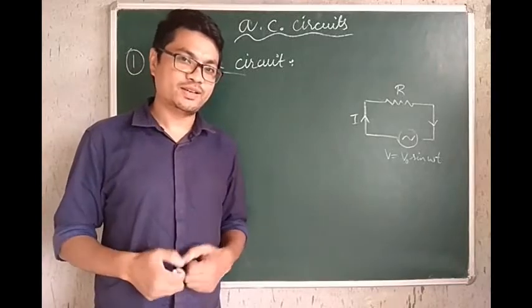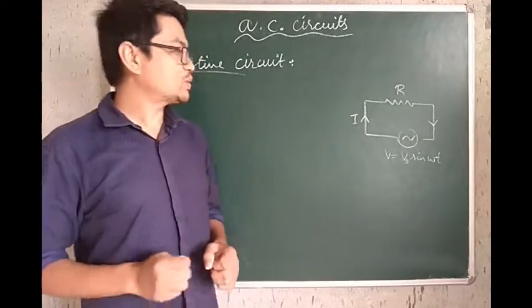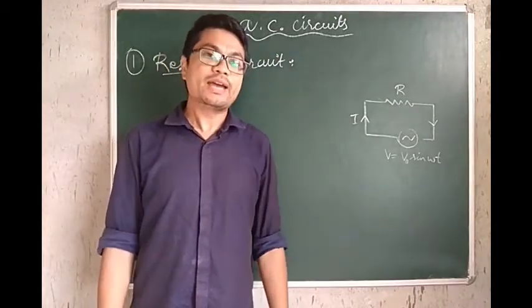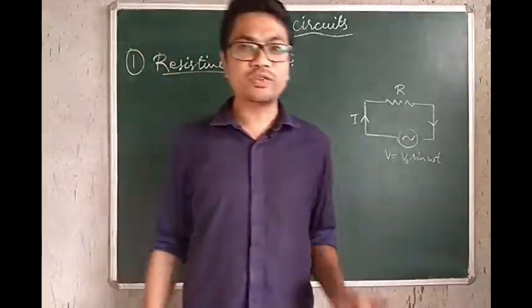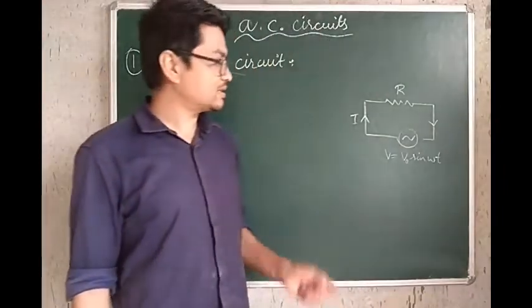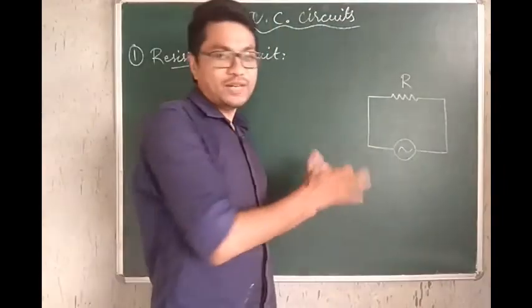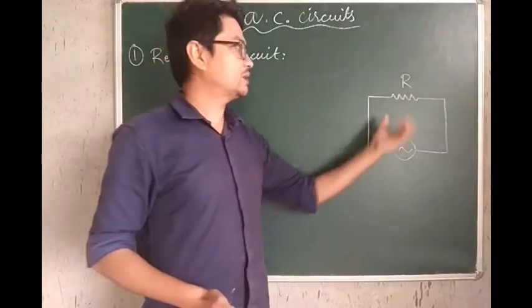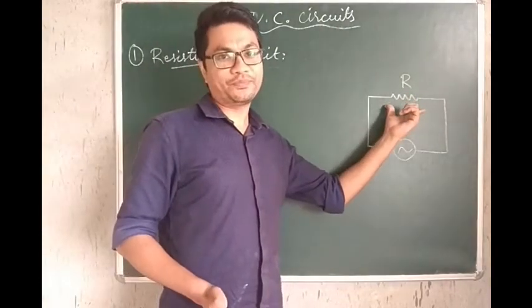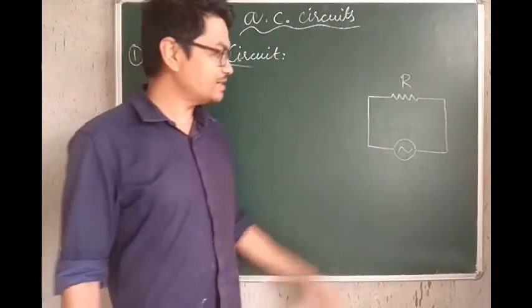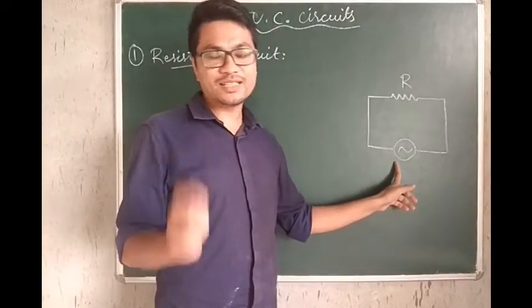Hello class 12. With this video, we are going to start alternating current circuits as I've already mentioned. And the very first kind of alternating current circuit that we discuss is a purely resistive circuit. This kind of circuit contains nothing but only a resistor having resistance R, as you can see in this picture. And this is an alternating current source.